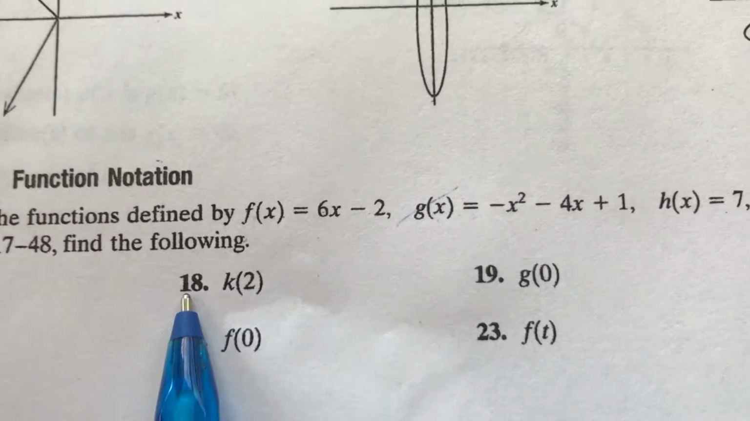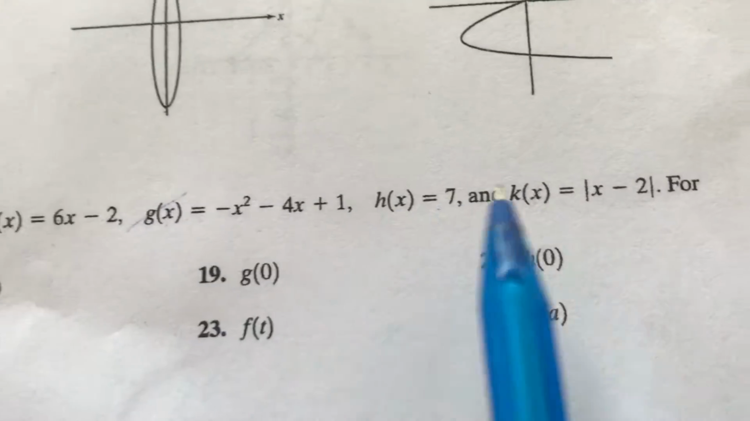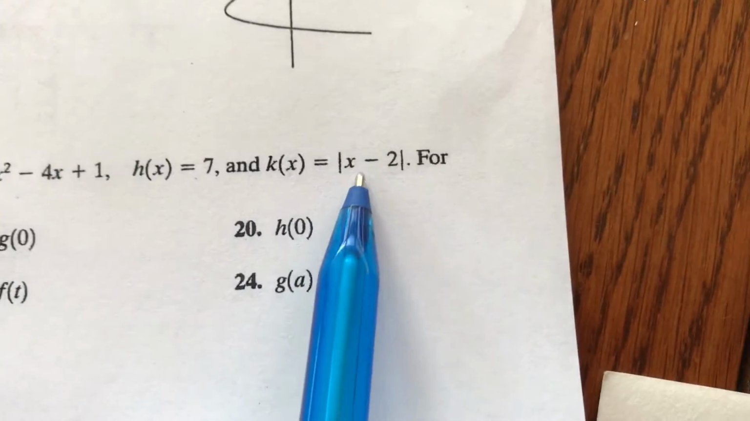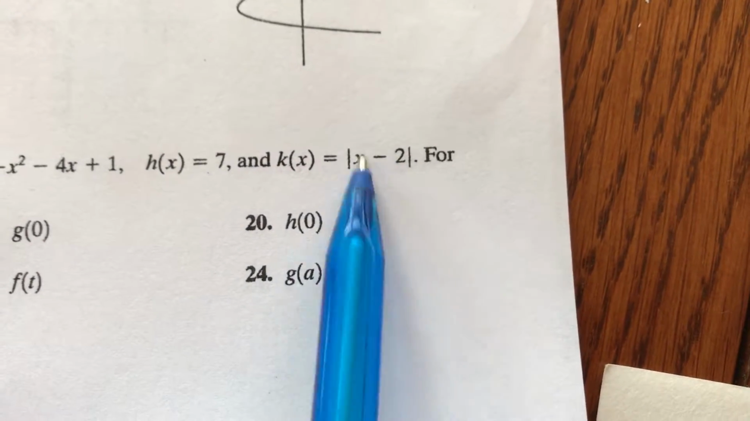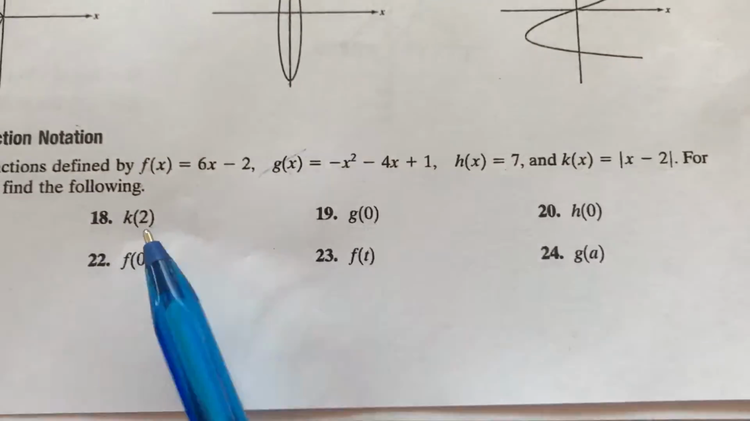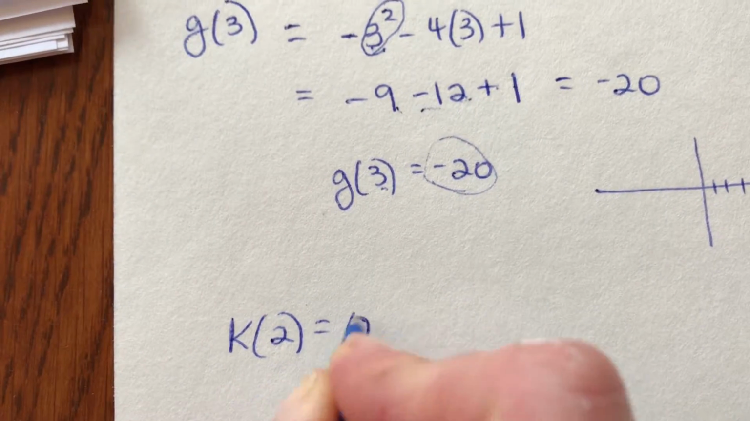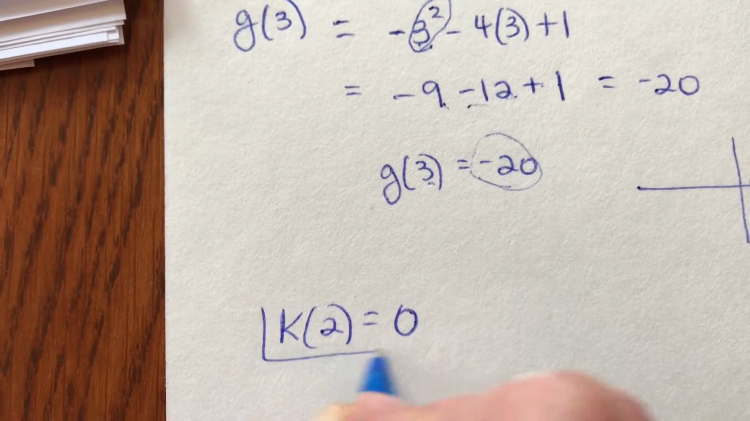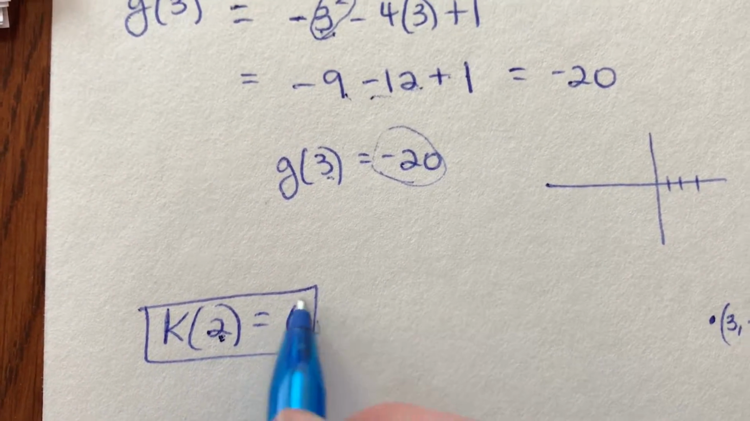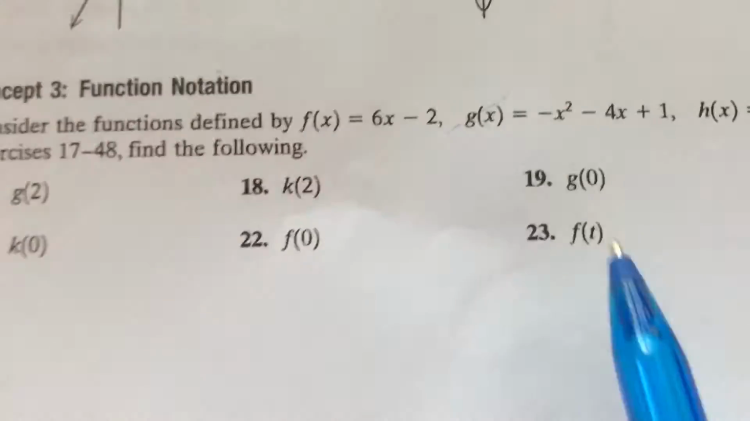This one wants you to find k of 2. So I'm like, okay, I'm going to go find function k. There it is. And where I see an x, it tells me to plug in a 2. So I'm going to plug in a 2. 2 minus 2 is 0. Absolute value of 0 is 0. So I would write it like this, k of 2 equals 0. That's the answer they want right there. Realize this is your x. What comes out is your y value. Okay? So let's look at another one.